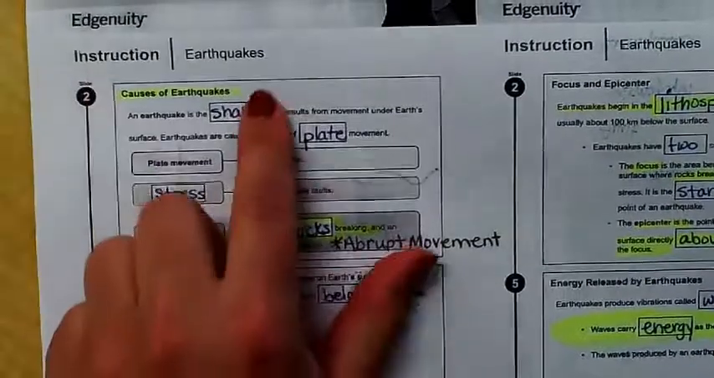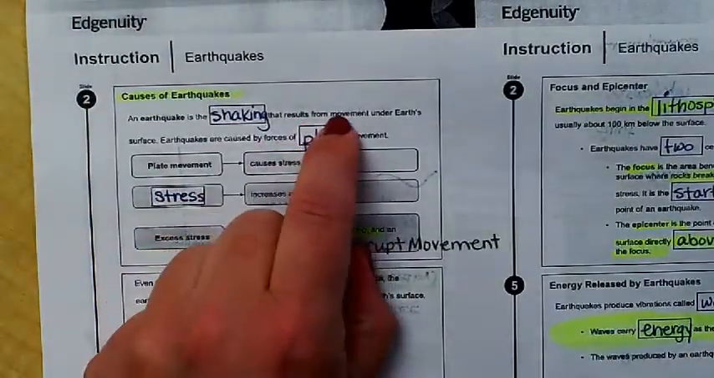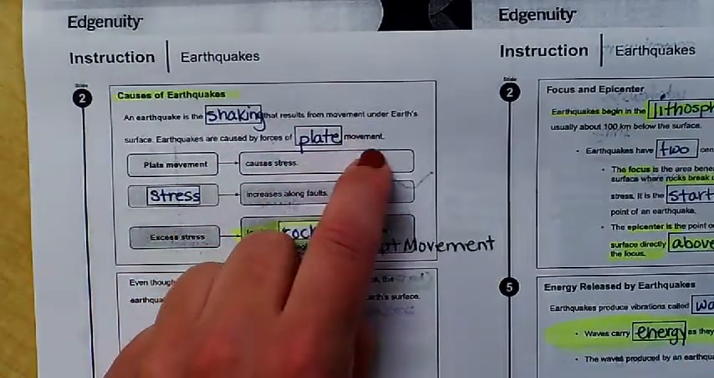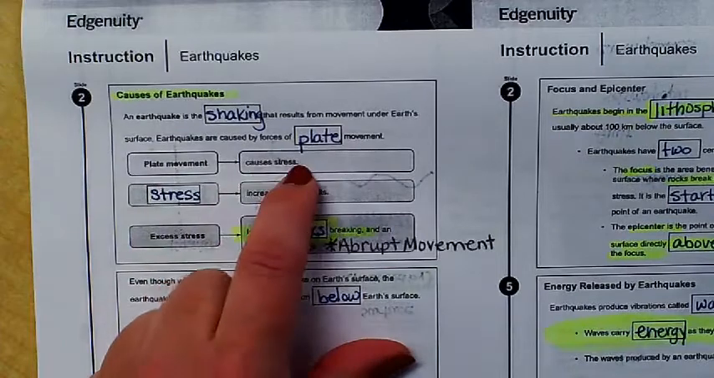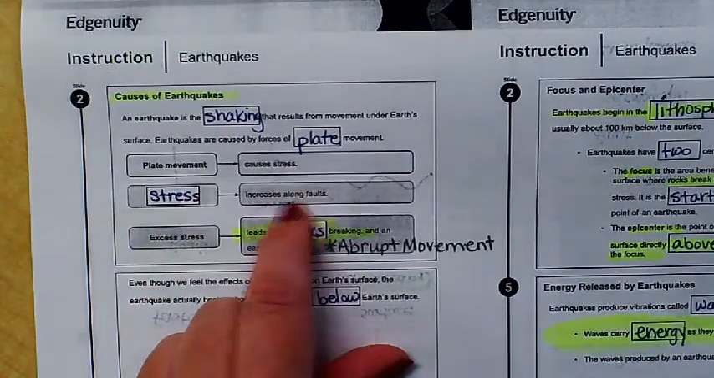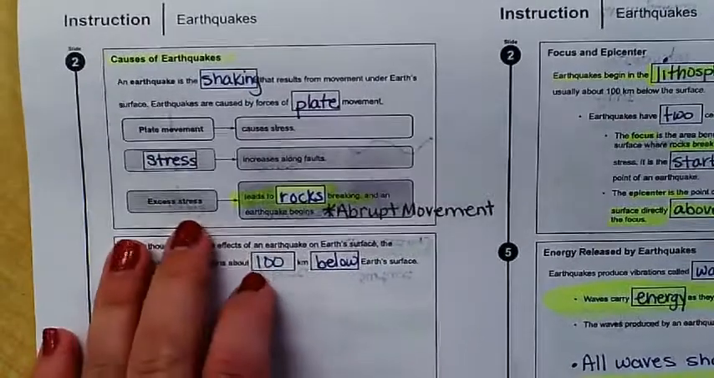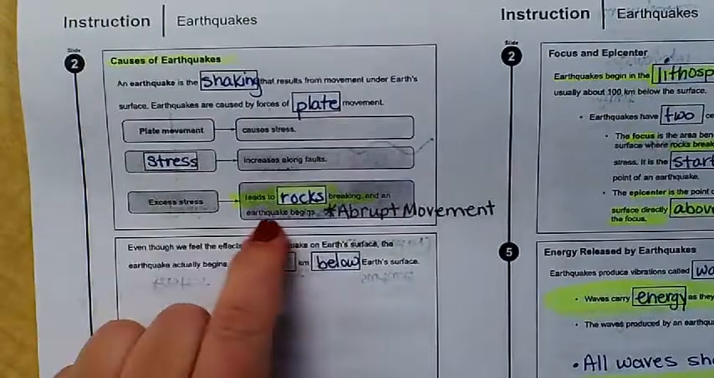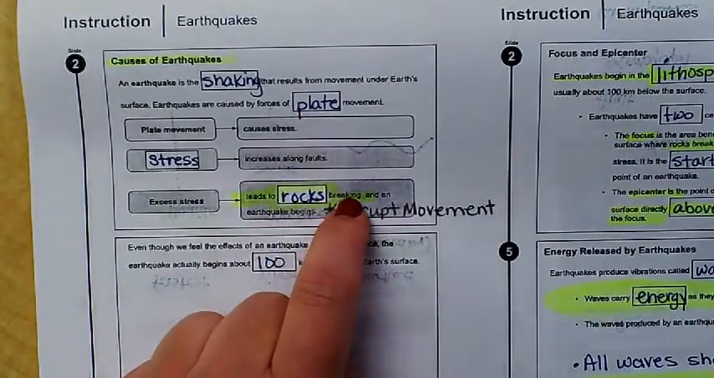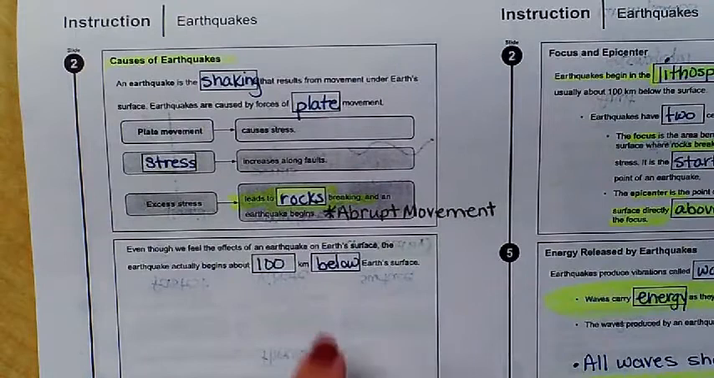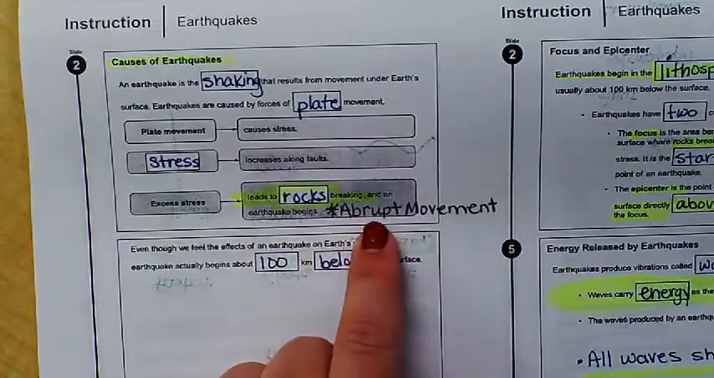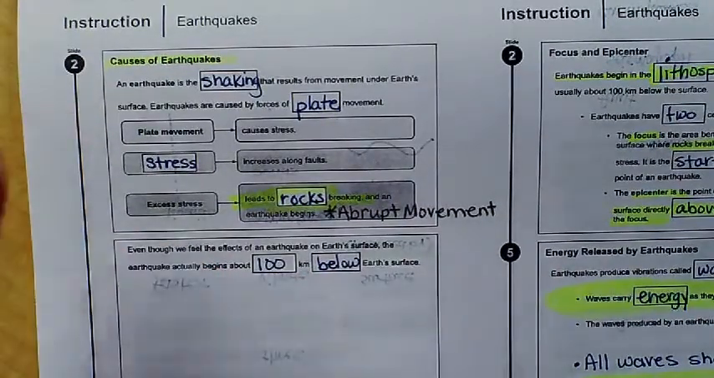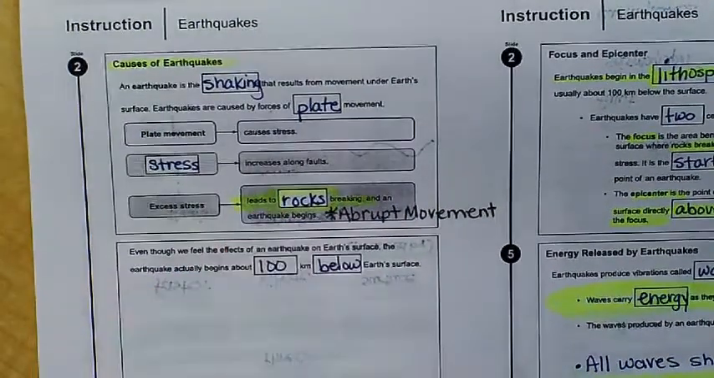Causes of earthquakes. An earthquake is the shaking that results from movement under Earth's surface. Earthquakes are caused by forces of plate movement. That plate movement causes stress. Stress then increases along the faults, and excessive stress, too much built up pressure, leads to rocks breaking and bending, and that's where the earthquake begins. This is usually an abrupt movement. All of a sudden, that stress is released, and you have an earthquake.